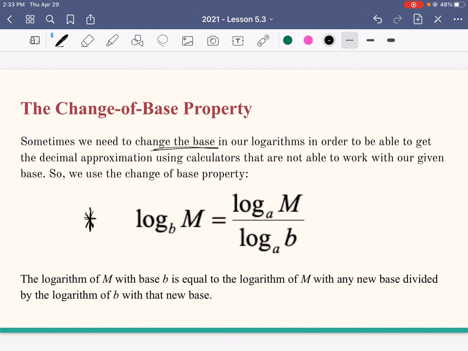So when you have log of some base b of another number m, to change the base, this is what we write it as, a fraction, okay, where a is the new base that you want. So a is the new base. And so you take log of that new base of m, this number, divided by log of that new base of b, the original base.